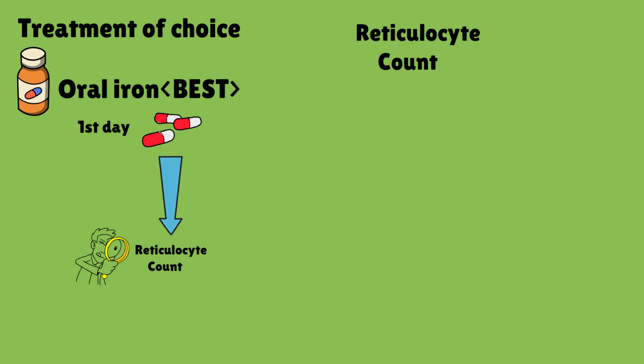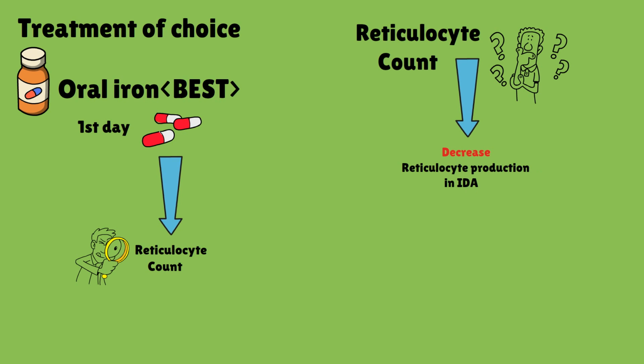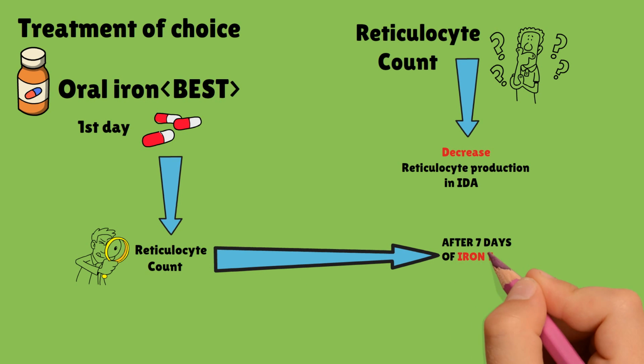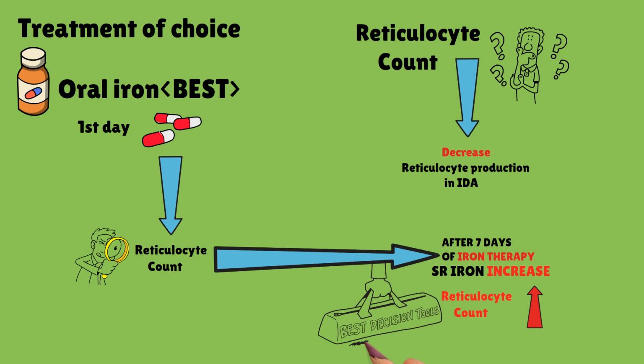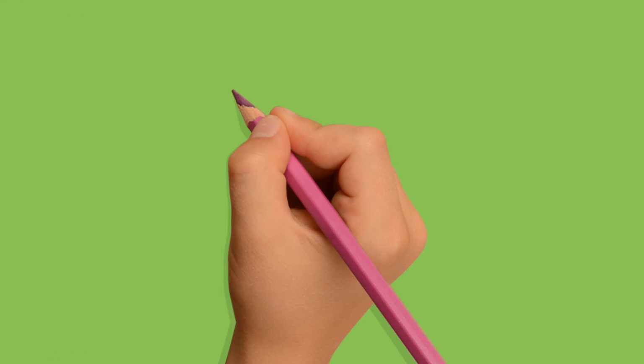Now, the question is, why reticulocyte count? The reason behind the retic count check is that it is decreased in iron deficiency anemia because there is a decrease in maturation of RBC. With the treatment of iron deficiency anemia, RBC maturation and production increase, so the reticulocyte count also increases. So the best way to check the effectiveness of treatment is the retic count, and it is very cheap also. Reticulocytosis is usually seen after the first week of starting the treatment.